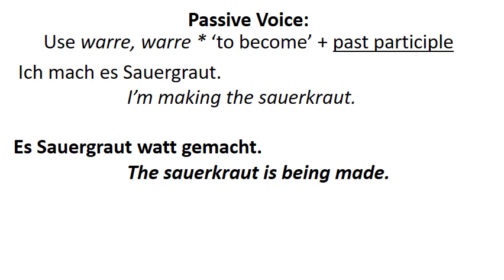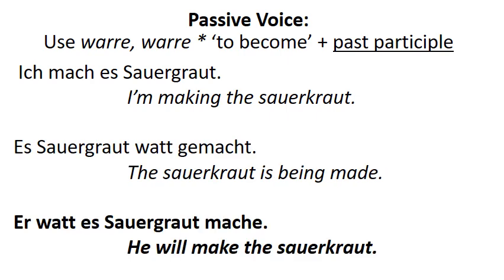Notice it's quite like the English, right? In the active, ich mache das Sauerkraut, I'm making the sauerkraut, the sauerkraut's the object, it's at the end. When you make it passive, of course, it becomes the subject. Das Sauerkraut, the sauerkraut, wird, is being, or is becoming, gemacht, made. And that would be perhaps the most literal translation of that sentence. Das Sauerkraut wird gemacht, the sauerkraut is becoming made, but normally we would translate that as the sauerkraut's being made. Notice you're using the past participle, gemacht.